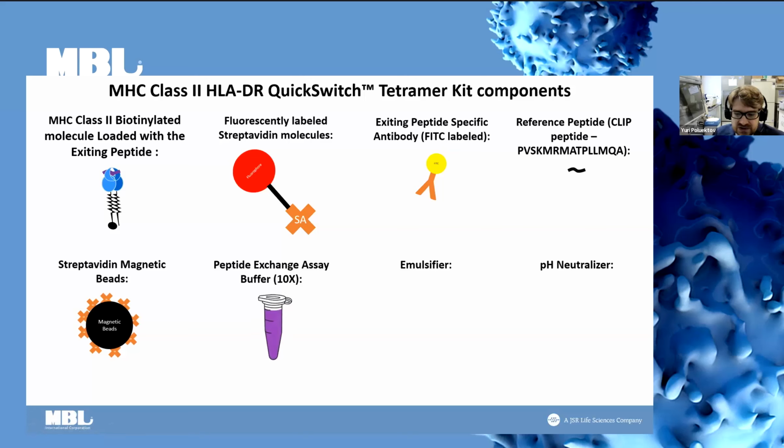Each kit comes with the necessary volume of wash buffer that will be used to wash the magnetic beads during the staining procedures. Unlike the Class 1 kit, there is no peptide exchange factor necessary, but we strongly recommend that you add an emulsifier to the reaction to prevent MHC molecules from aggregating with each other. And finally, the Class 2 kit comes with a volume of neutralizer since the exchange reaction takes place in a slightly acidic environment, and that may affect your staining. It is recommended to neutralize your exchange reaction before tetramerizing the MHC molecules.